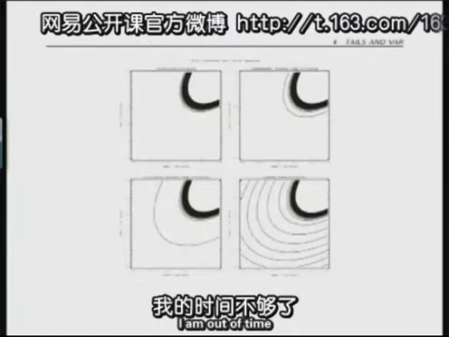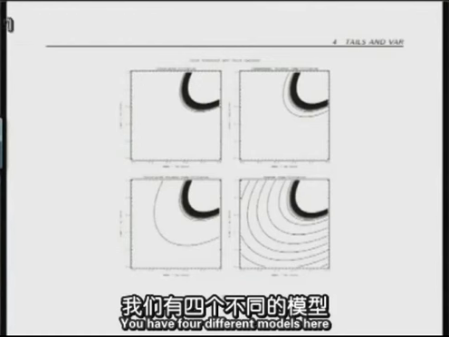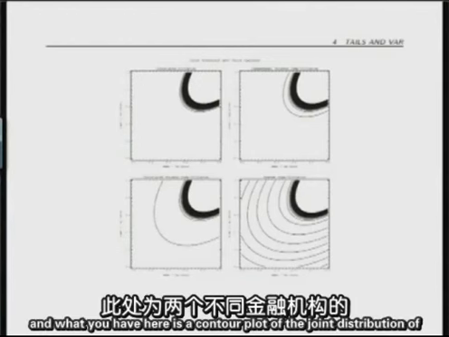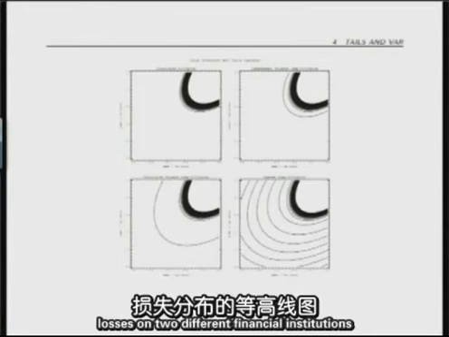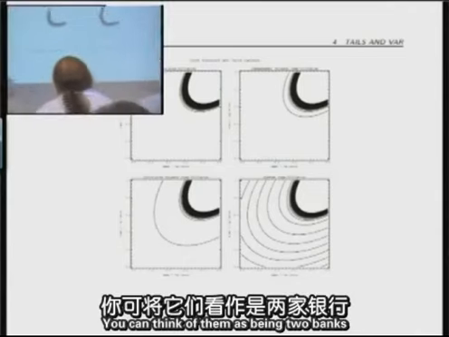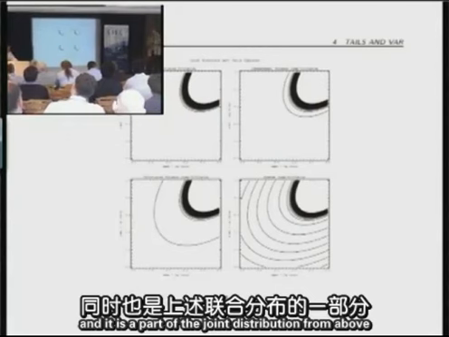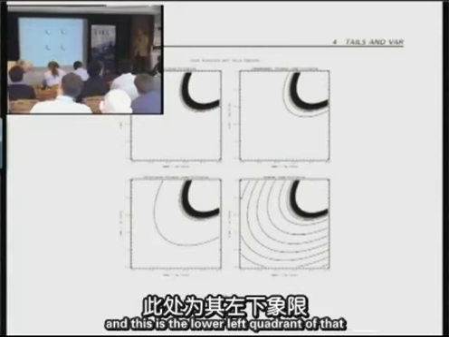So I'm out of time, so let me just show you on the plot what happens. You have 4 different models here, and what you have here is a contour plot of the joint distribution of losses on 2 different, say, financial institutions. You can think of them as being 2 banks. And what you see here is just the lower left corner of the distribution. So this is a contour plot, a plot of the joint distribution from above, and this is the lower left quadrant of that.